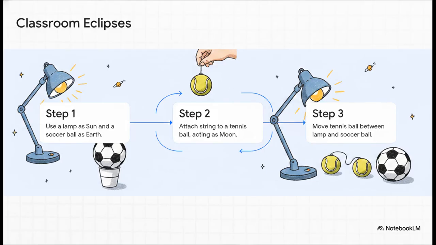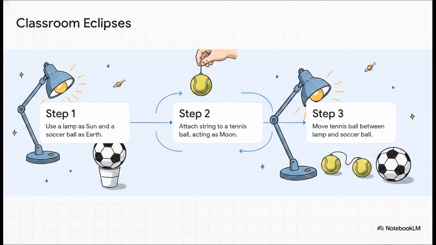So to model this yourself, it's actually super simple. First, just grab a standard electric lamp in a dark room to represent the sun, and set a white soccer ball on a cup to act as the Earth. Next, you'll want to attach a string to a tennis ball, which is going to be our moon, so you can hold it dangling from above. Now, move that tennis ball directly between your lamp and the soccer ball. Boom. You will instantly see the shadow cast onto the Earth. You just made a perfect miniature solar eclipse.